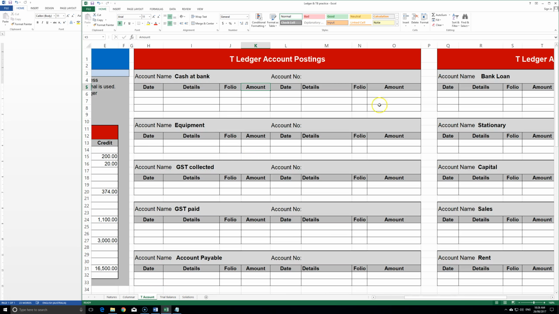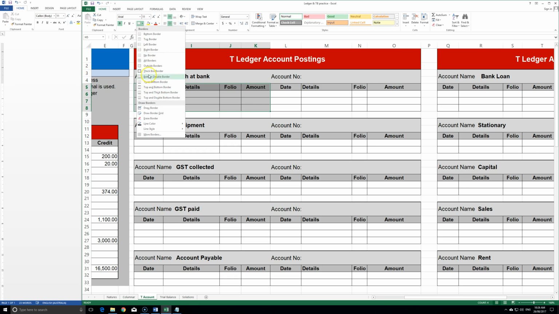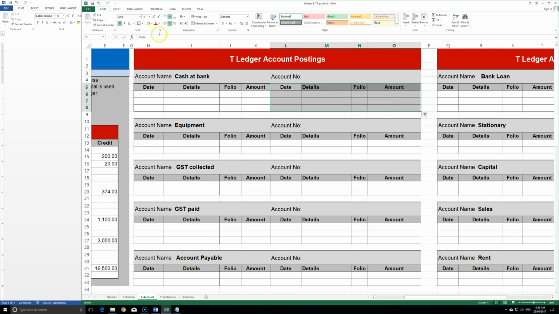The T account layout looks very similar. We still have the accounts split up like that, but we have everything duplicated. So I'm going to make this a thick box border, and this one a thick box border, just to differentiate between the two halves. This left side is the debit side of the T account. This right side is the credit side. So what you do is, if it's a debit, it's on the left. If it's a credit, it's on the right.